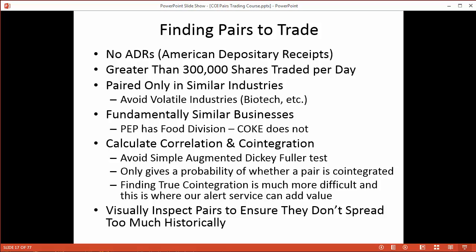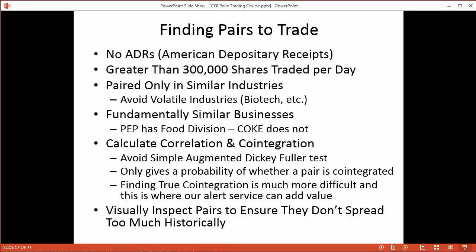Another good one would be oil exploration companies. Two companies have a certain number of wells, and all of a sudden one of these companies finds a really big deposit of oil. All of a sudden now their prospects look a lot better than the company that you had paired them with originally, and now the historical relationship is skewed.